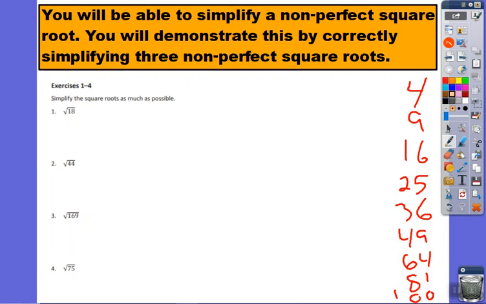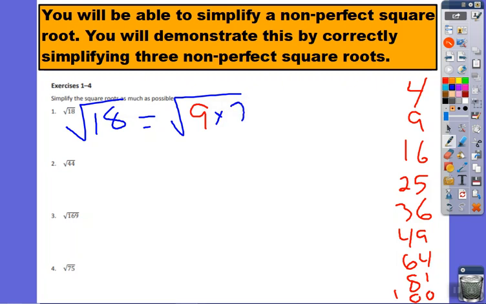Okay, so what makes 18? Square root of 18 is the same as what thing over here multiplied? How about 9 times 2? The square root of 9 is perfect, so I can do it. What makes 9 is 3 times 3, and then that 2 is not perfect, so it's going to have to stay inside.